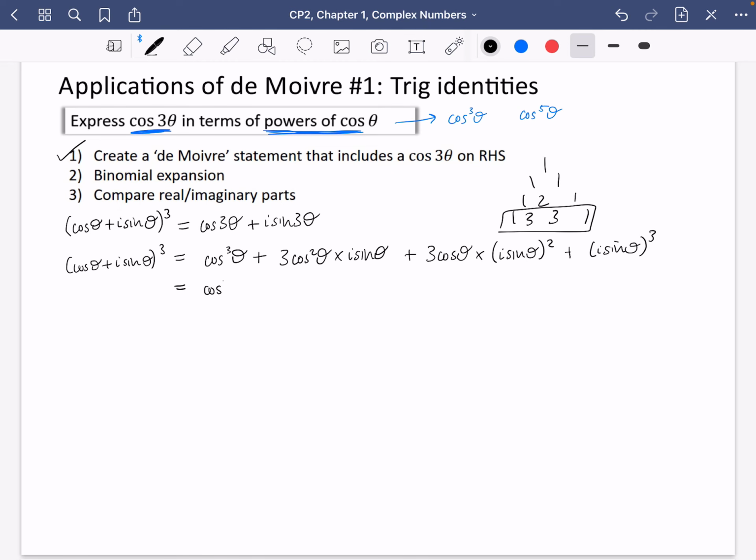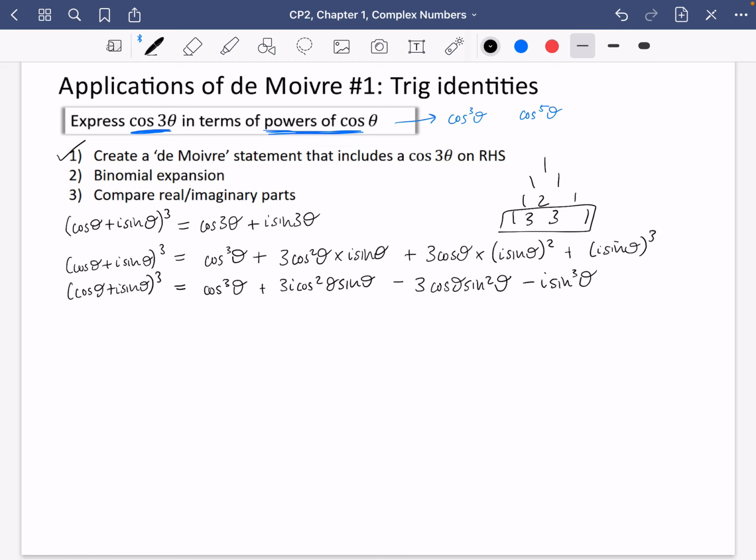So I'm going to tidy this up a bit. I've got cos cubed theta plus 3i cos squared theta sine theta. Now, just carefully evaluating this bit, I have an i squared, so it's going to make this whole thing negative, minus 3 cos theta sine squared theta. And then i cubed is actually going to be minus i. I cubed is minus i. So it's minus i sine cubed theta. So now we have this statement.